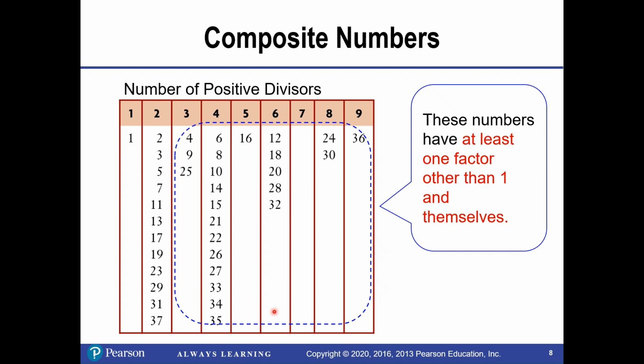The numbers to the right of that column have at least one other factor other than 1 and themselves. So they could have 3 positive factors, 4 positive factors, 5 positive factors, etc. So for example, if we think about the number 10, the total factors of 10 are 1, 2, 5, and 10. So there are 4 total divisors, but they have at least one factor other than 1 and themselves if they're to the right of that 2 column.